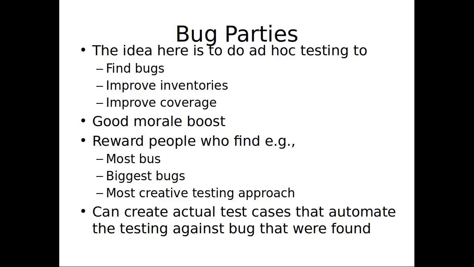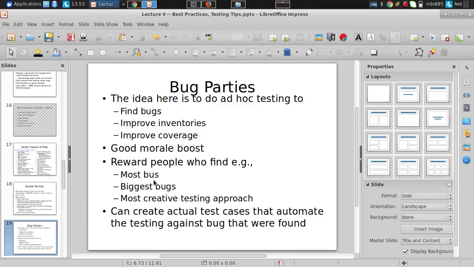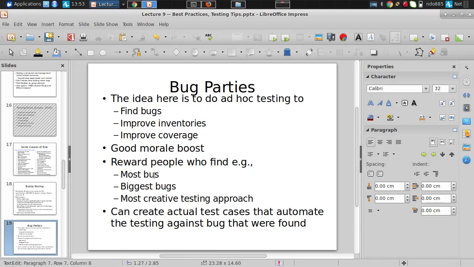It's a lot of fun. Teams that do this tend to find it really enjoyable, but it does take time. So you want to set aside 2 to 3 hours for this, and sometimes people get rewarded for finding the most bugs or the biggest bugs. People who can get it to crash, or they get some sort of reward. And from this, you can create actual test cases that test these things. Now, as we'll see, probably after the break, there's another reason you do bug parties.